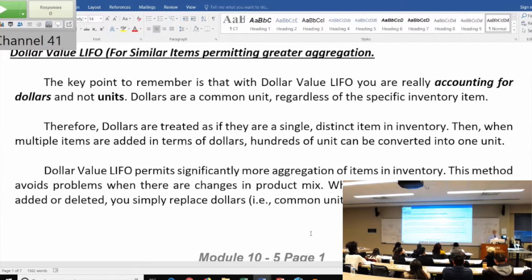Dollars are constant, so if you add new products, it's $1, it's not a different product. So if you add a new brand of baseball equipment, or a new type of baseball equipment that you never carried before, you throw that in, it's $1, right? It's dollars, you can just add them together. So if you convert all inventory to a common unit of measure, it allows you to aggregate them. And that's what we're doing with the dollar value LIFO.